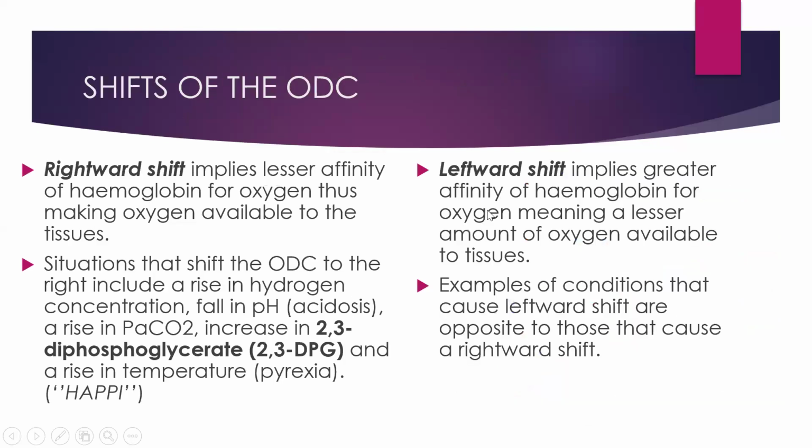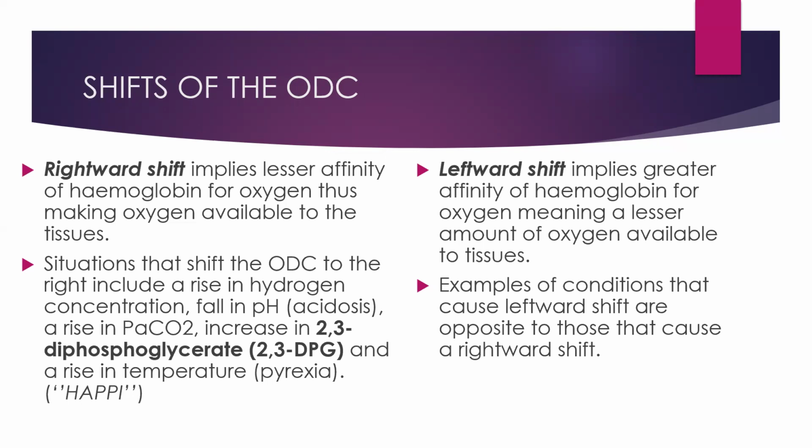There are certain conditions under which you have a rightward shift of your oxygen dissociation curve: a rise in hydrogen concentration, a fall in pH or acidosis, a rise in PCO2, an increase in 2,3-diphosphoglycerate levels, and a rise in temperature. All these cause a rightward shift, which leads to lesser affinity of hemoglobin for oxygen and makes oxygen available to the tissues.